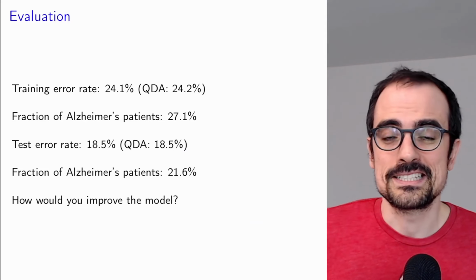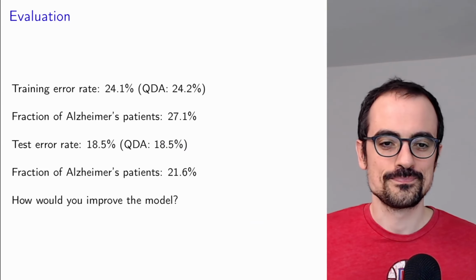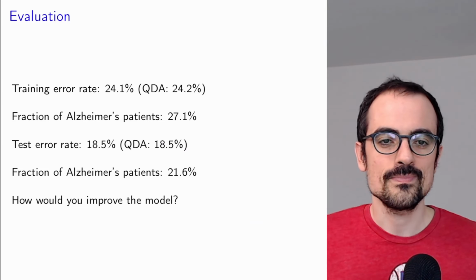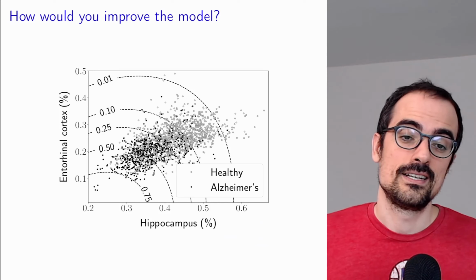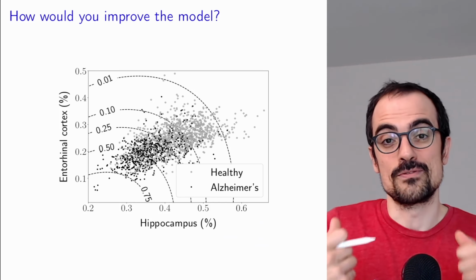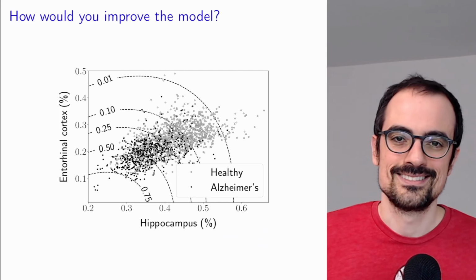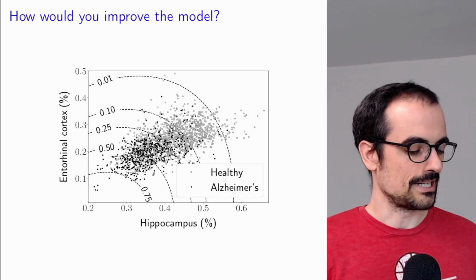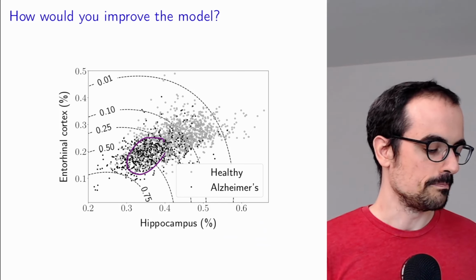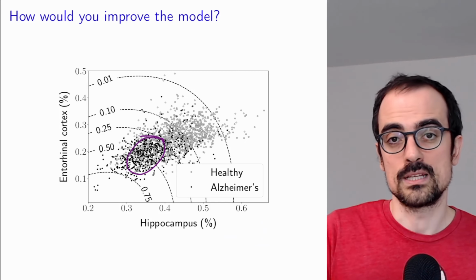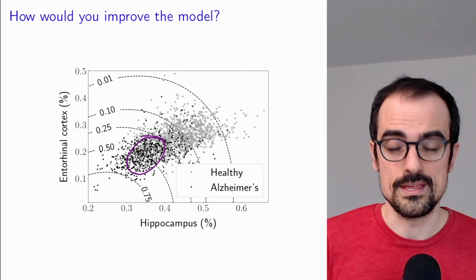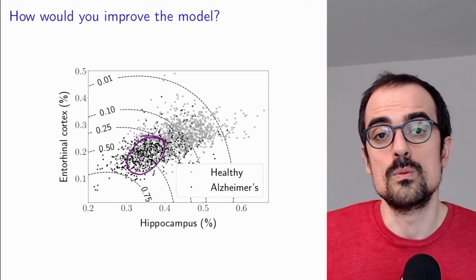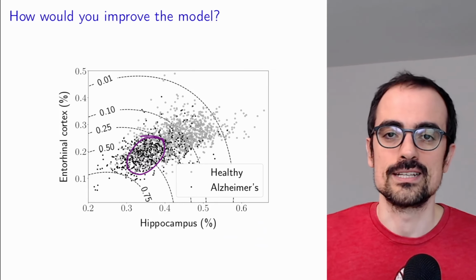So maybe, as an exercise, you can think of how you would improve the model. Take a look at the data. And the solution, maybe if you want to stop the video, the solution is that you cannot really do magic here in terms of improving the model. The problem here is the data. You just need more features. As you can see, there's this overlap between healthy individuals and Alzheimer's patients there. You cannot do magic. If you actually discriminate within there, all you're going to do is overfit your training set. In this case, you just need more features.